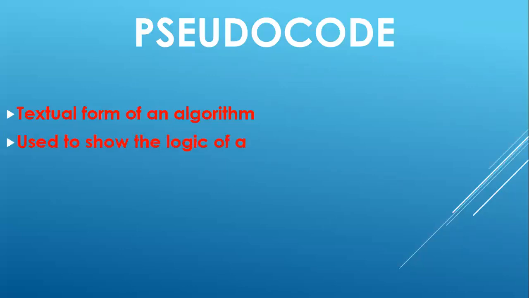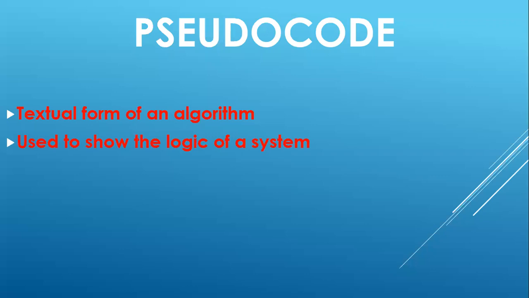What is pseudocode? Basically, pseudocode is the textual form of an algorithm. Textual means based on text, based on English alphabets or English words, which can be understood by any person. So basically, the textual form of an algorithm is called pseudocode.